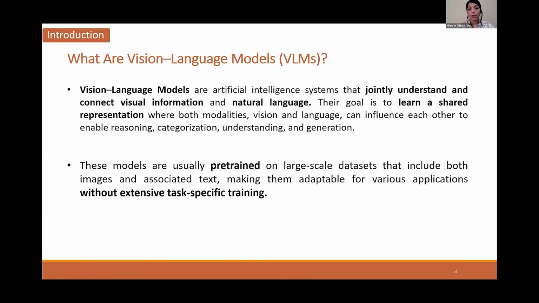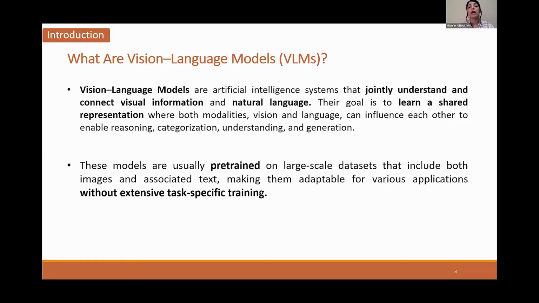What are vision language models? Let's start with a definition. Vision language models are AI systems that jointly understand and connect visual information and natural language. Their goal is to learn a shared representation where both modalities, vision and language, can influence each other, to enable different tasks that can be reasoning, categorization, understanding, and generation.